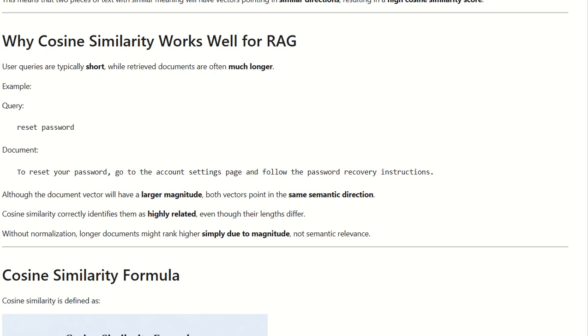So, for example, the query is 'reset password'. The document says 'To reset your password, go to the account settings page and follow the password recovery instructions.' The document vector will have a larger magnitude, but both vectors point in the same semantic direction. So cosine similarity directly identifies them as highly related even though their lengths differ. Without normalization, longer documents might rank higher simply due to magnitude, not semantic relevance.